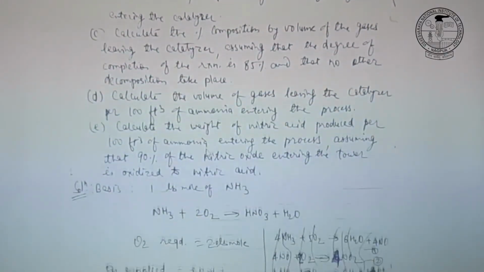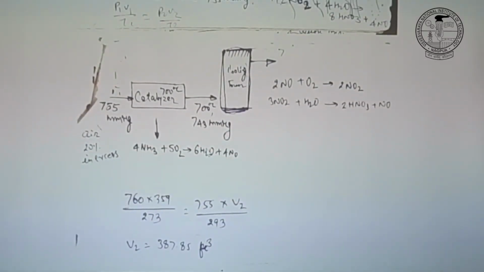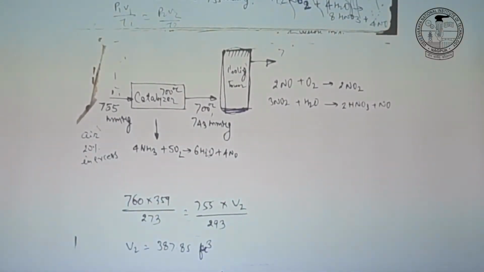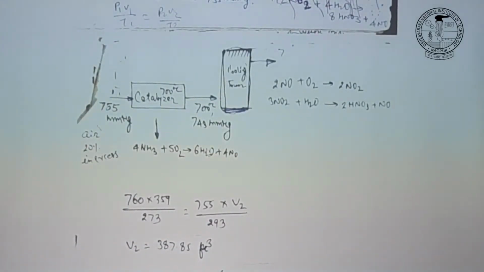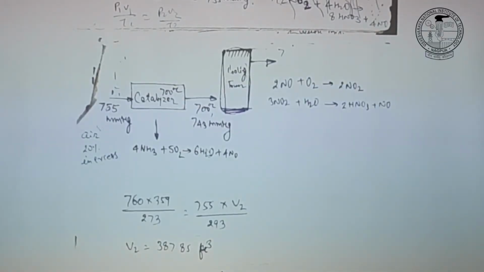So we will make a diagram. This is the diagram. Air is available and it is coming to the catalyzer. The ammonia, 100 cubic feet, is coming to the catalyzer. The catalyzer is at 700 degree centigrade temperature, and the reaction that occurs there is 4 lb mole of ammonia reacts with 5 mole of oxygen, and it gives us 6 H2O plus 4 NO.